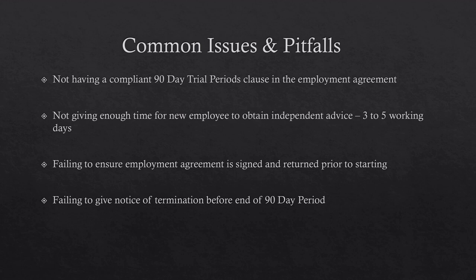Failing to give notice of termination before the end of the 90-day period. So, the 90-day period, calendar days, lapsing, and the employer wanting to terminate on day 83 or 93 or 95 as an example. Well, once that 90 days, and calendar days again, has expired or rolls over, the trial period is extinguished. Effectively, it's gone. So these are just things to keep a very close eye on in terms of not falling into the traps or pitfalls associated with these features.